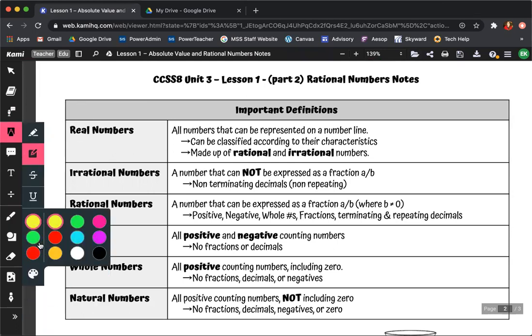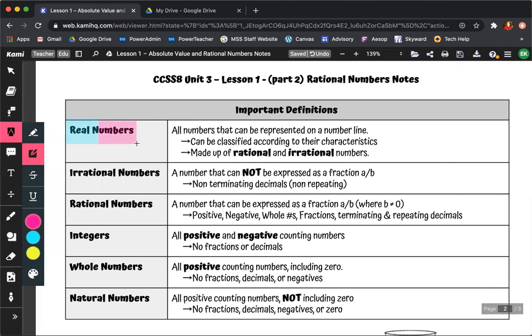So specifically, we are looking at the real number system. And I'm going to highlight this in 2 colors. So the real number system is made up of numbers that can be represented on a number line, and they can be classified according to their characteristics. Specifically, they are made up of rational and irrational numbers. So there are things that we call imaginary numbers that wouldn't be in the real number system. We're not getting to that right now or this year. So every number that you are going to be given is a real number. So it's either going to be rational or irrational. It can't be both.